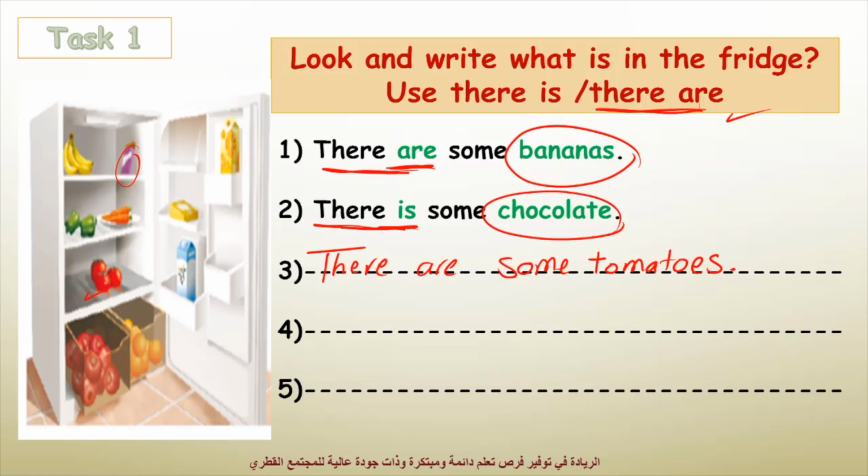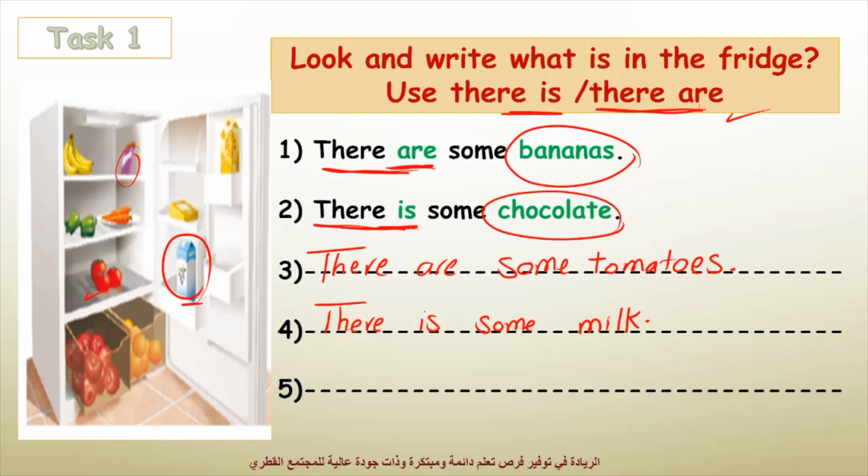Number 4. Let's complete it with each other. In number 4, I'm going to talk about the milk. What about the milk? The milk is, yes, uncountable noun. So, which one should I use here? There is or there are? Yeah, I'm going to use there is. So the sentence will be there is some milk because it is an uncountable noun.